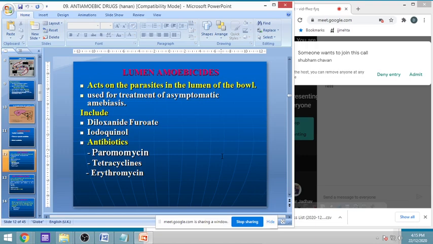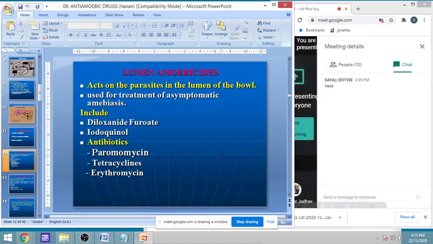They include diloxanide. Now asymptomatic means there are no symptoms of amoebiasis, which normally, whenever it is in the intestine, causes diarrhea. It is a very typical diarrhea with a filthy smell, and sticky or mucoid kind of stool. Very typical stools are there, and these are the symptoms of amoebic diarrhea.